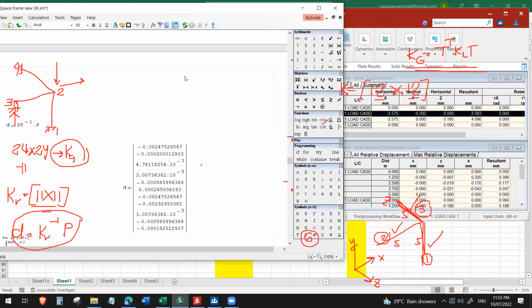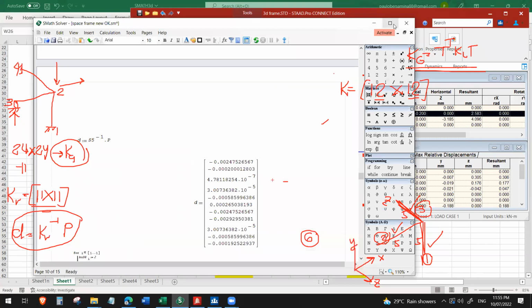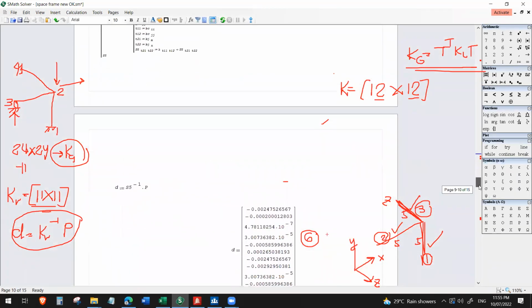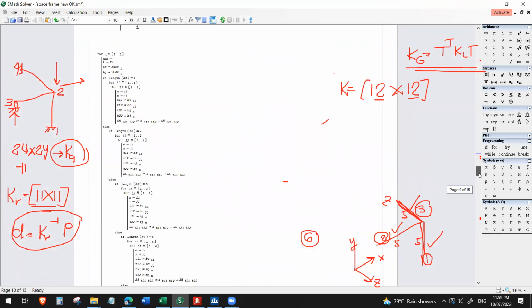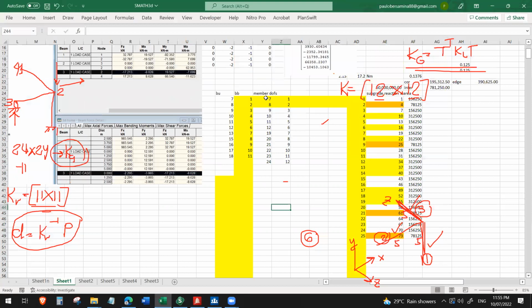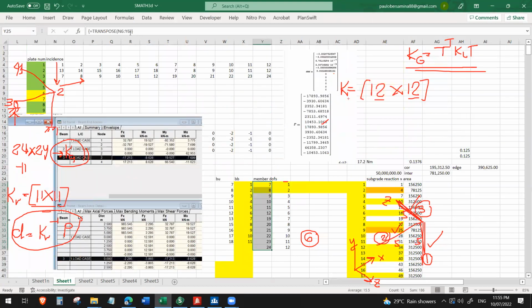As compared to STAAD, we're now able to verify the displacement. Now, how about the forces? To extract the forces, I need another cell here. Remember, we have 12 displacements per member, 6 per each node. So this one corresponds to the degrees of freedom for the member.